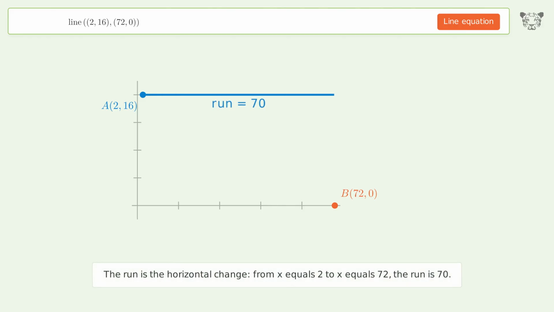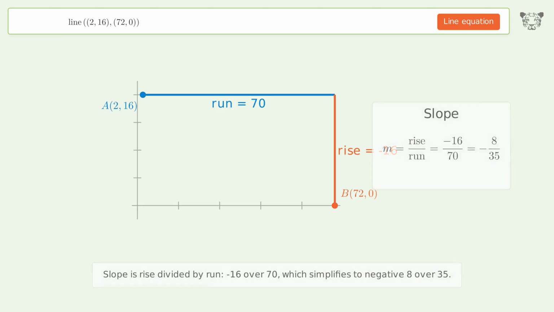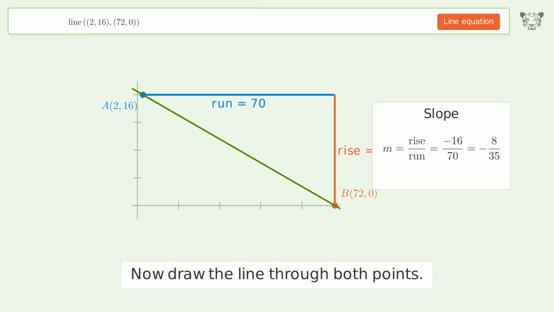The run is the horizontal change, from x equals 2 to x equals 72, the run is 70. The rise is the vertical change, from y equals 16 to y equals 0, the rise is negative 16. Slope is rise divided by run, negative 16 over 70, which simplifies to negative 8 over 35. Now draw the line through both points.